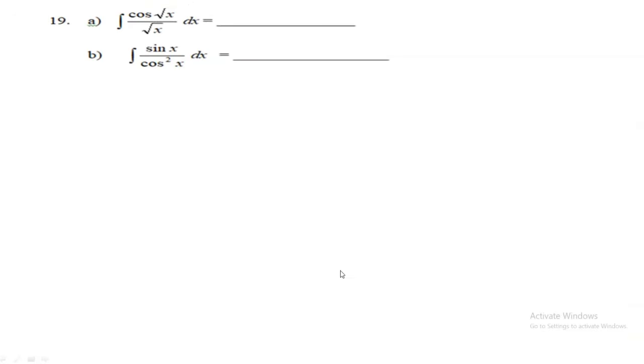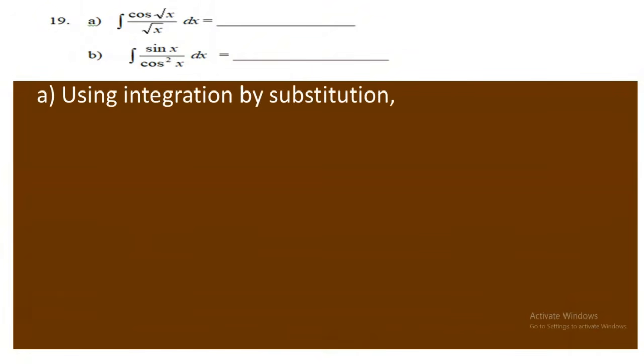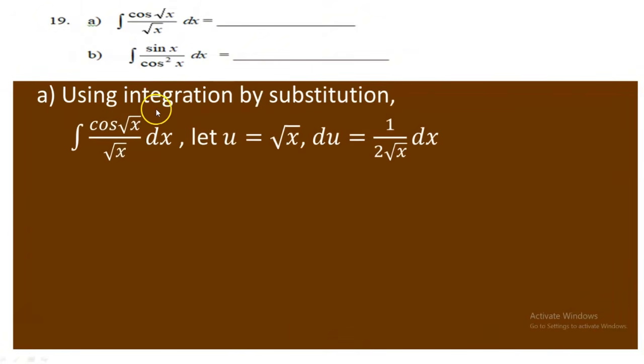Now what comes next is question number 19. Here you are asked to find the integral of these two. So just apply what we discussed before. Using the substitution technique, we can determine the integral of these expressions. So simple. So let you follow me. Now, students, for this particular case, what you need to do is use u to be radical x, okay? If you assign u to be radical x, the derivative of u will be 1 over 2 radical x dx.